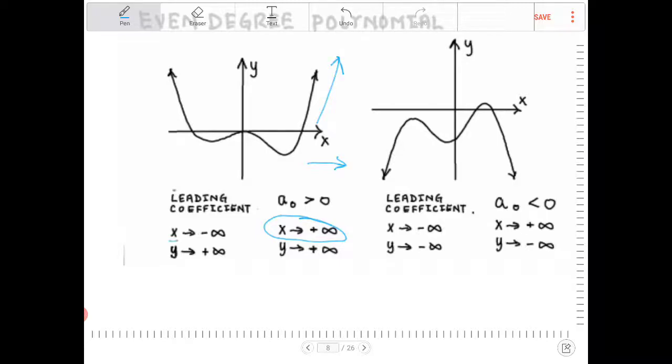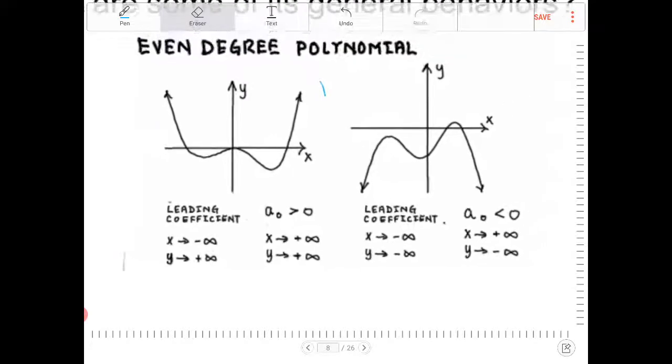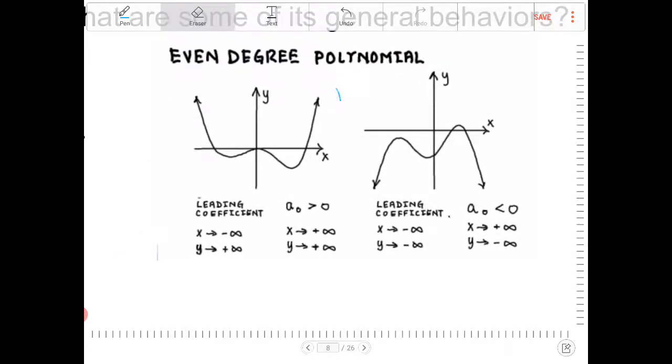If I go towards negative infinity, I'm moving to the left, the y values are going to go up. So the end behavior is they're both going up. They're moving towards positive infinity. So the end behavior is the same. Whenever we are graphing an even degree polynomial, the end behavior will be the same.